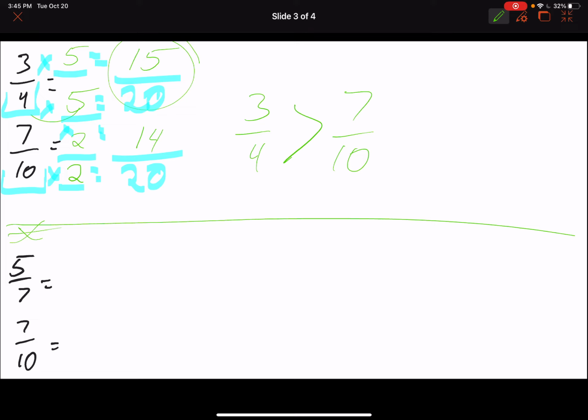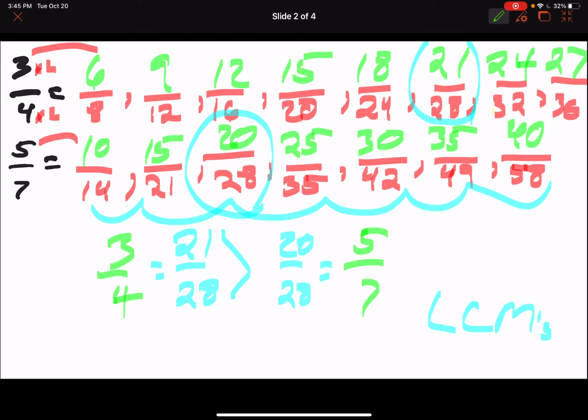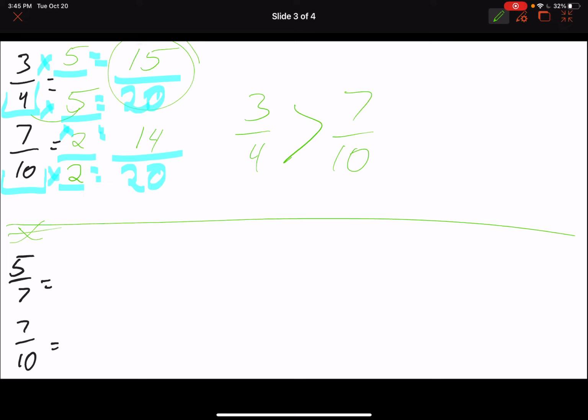Okay, on your worksheet you have this one here. So please use the lowest common multiple, because you can write it all out like this if you want, or you can figure out what the lowest common multiple is, and you can do it that way as well. So decide how you want to do it. And pause the video.